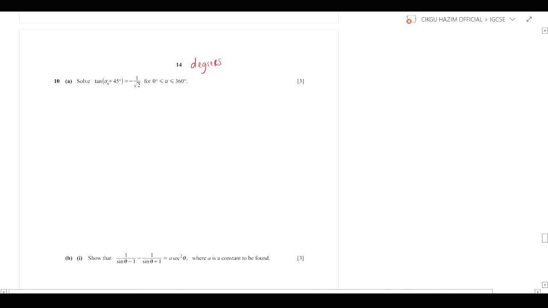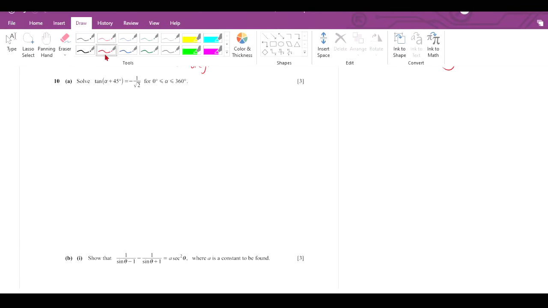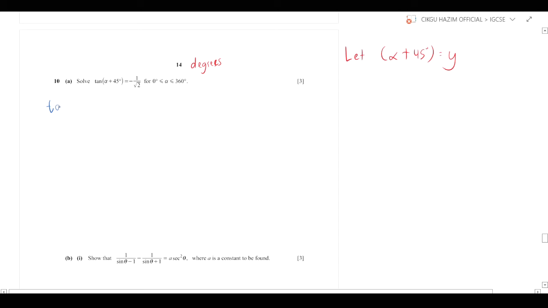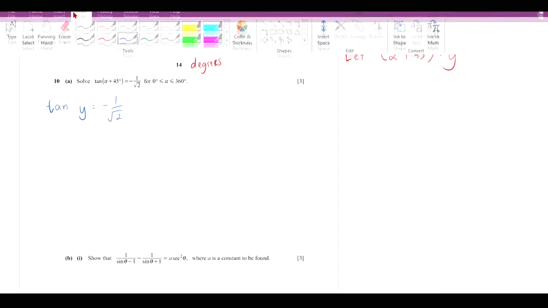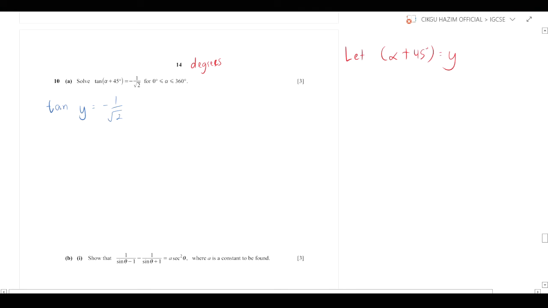Right now, to make everything easier, why don't we let this alpha plus 45 degrees be a simple unknown first? Whenever we talk about a simple unknown, we consider it as y, so that later we have simpler working, which is tangent y equal to negative 1 over sec 2. So here we have simpler working, and after that, identify the quadrant first, before we continue everything.